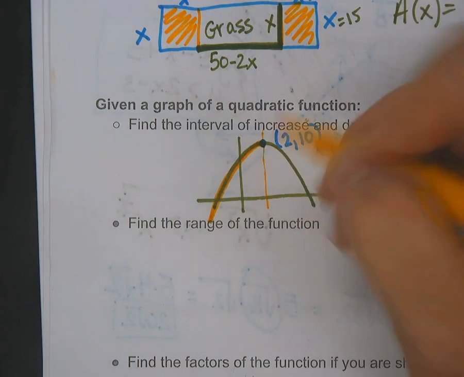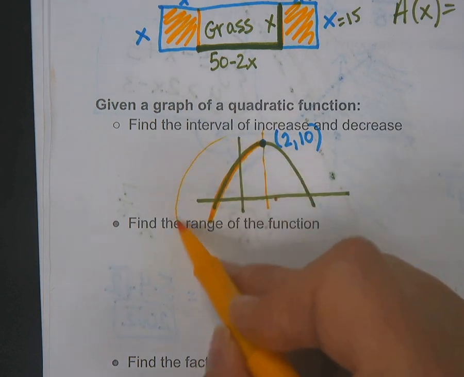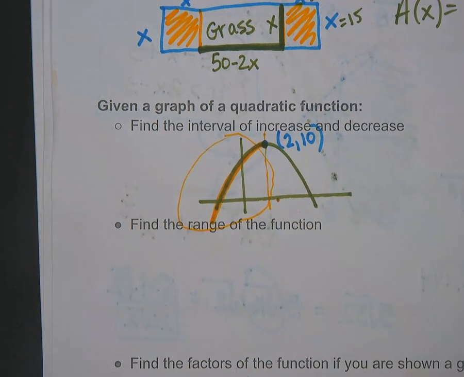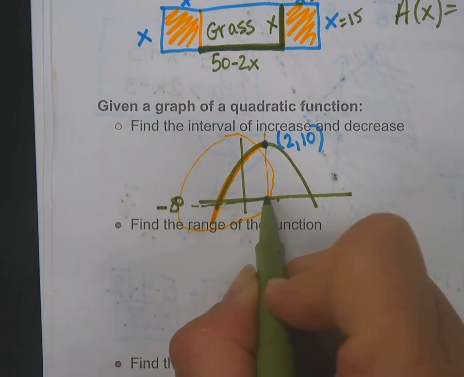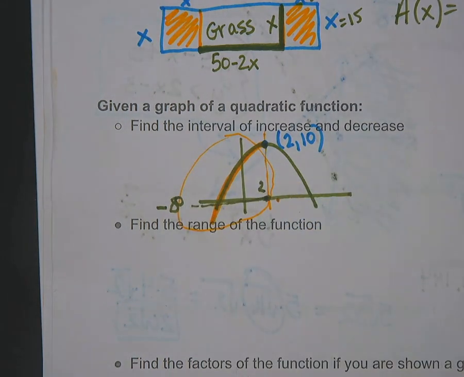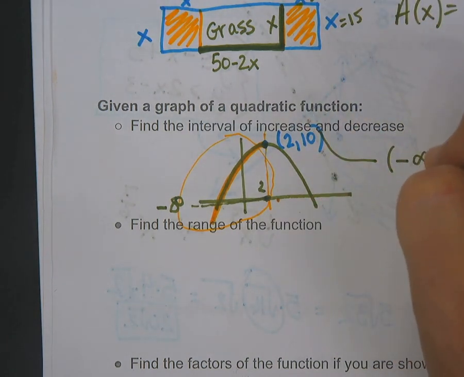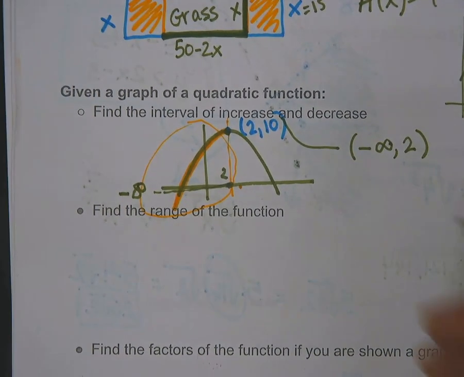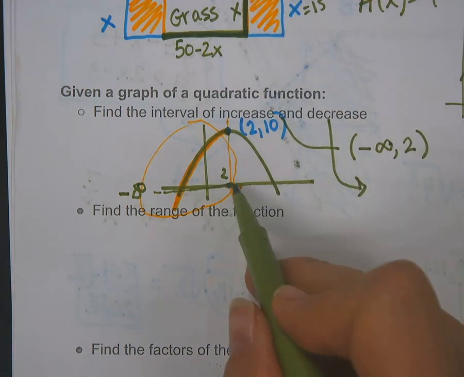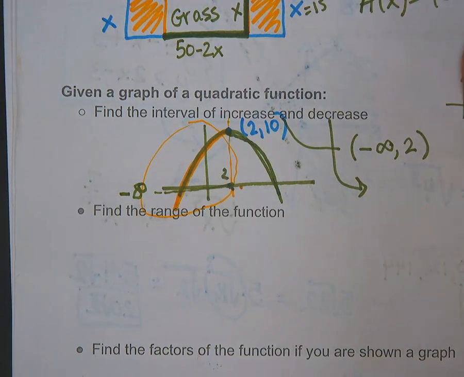But the interval is the x values that this produces. So this chunk of the graph is produced with the x values of negative infinity all the way up to 2. So our interval of increase is going to be from negative infinity all the way up to 2. Our interval of decrease is going to be from 2 all the way to the right. So we say from 2 all the way to positive infinity.